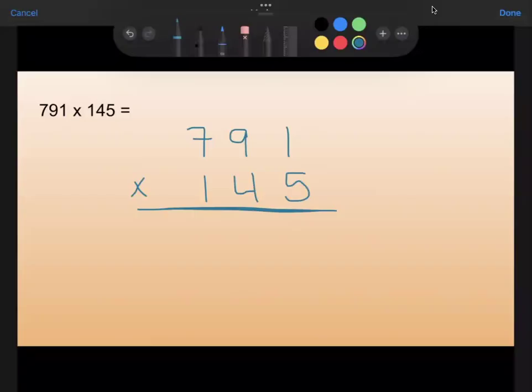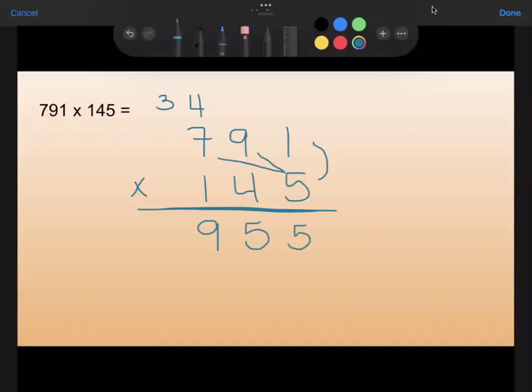So now we need to multiply everything on the top by the 5 in the ones place. So 1 times 5 is 5. 9 times 5 is 45. So I'll put the 5 there and regroup the 4. And then 7 times 5 is 35. 35 plus 4 is 39. So I'll put the 9 there and regroup the 3. There's nothing to hold the 3 up there, so it's going to fall straight down.